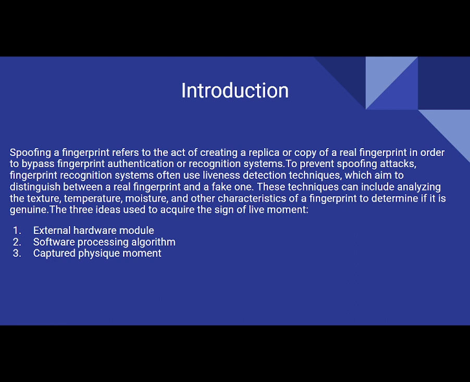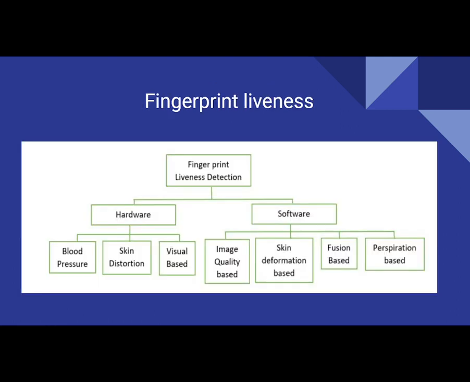These techniques can include analyzing the texture, temperature, moisture, and other characteristics of the fingerprint to determine if it is real or fake. The three ideas used to acquire the signal are: hardware module, software processing algorithm, and capturing a physiological moment. So now the question remains, why fingerprint liveness? Because liveness detection is the only solution for anti-spoofing.